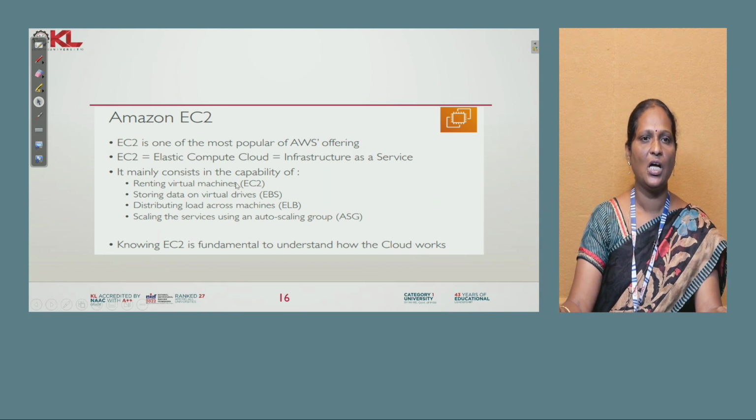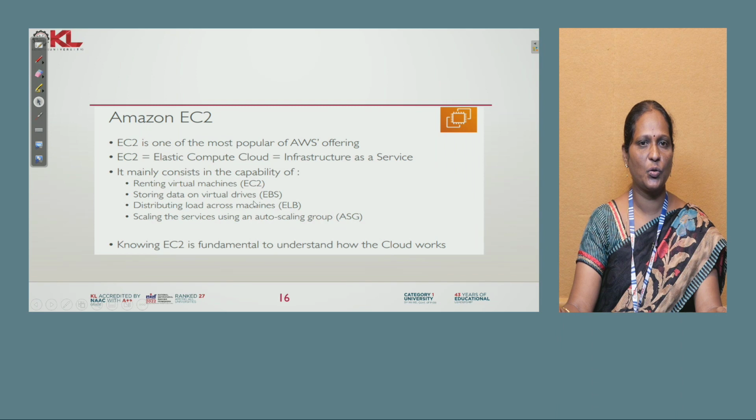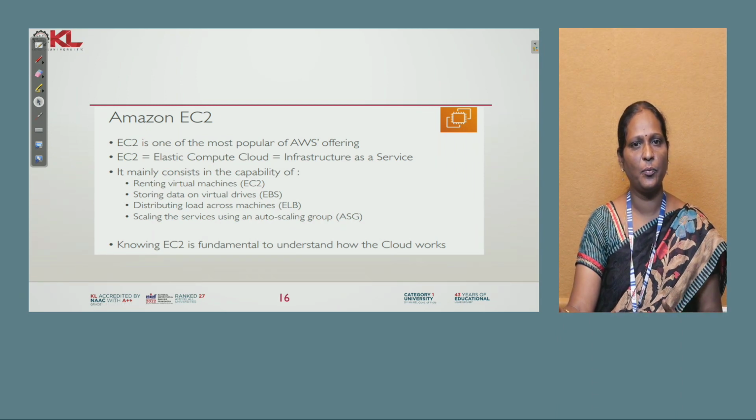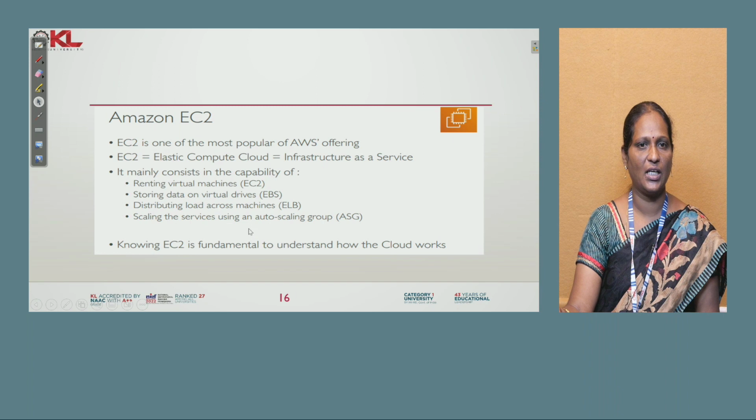So with Amazon EC2, the main capability is that you rent virtual machines from EC2, store data on virtual drives called EBS, distribute the load across multiple machines using an elastic load balancer, and scale the services using an auto scaling group. So these 4 are the main components in EC2. One is, why are we using EC2? EC2 is for getting a virtual machine through rent.